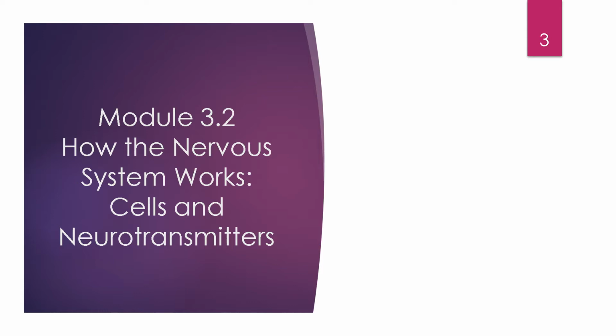So, Module 3.2 is how the nervous system works. So we'll talk about cells and we'll talk about neurotransmitters.